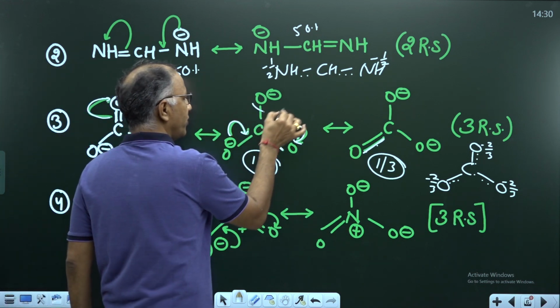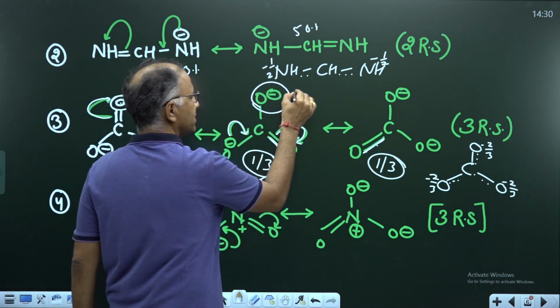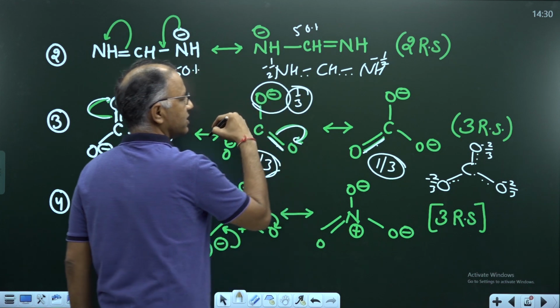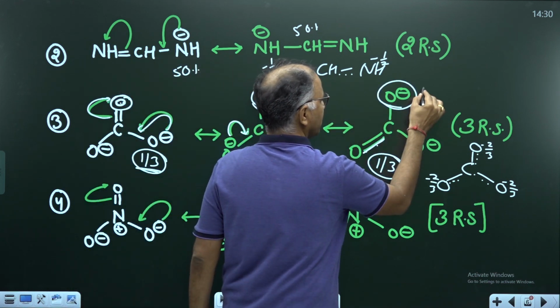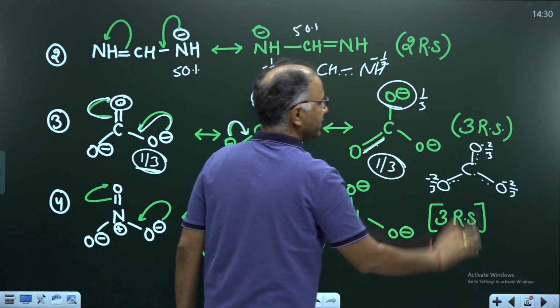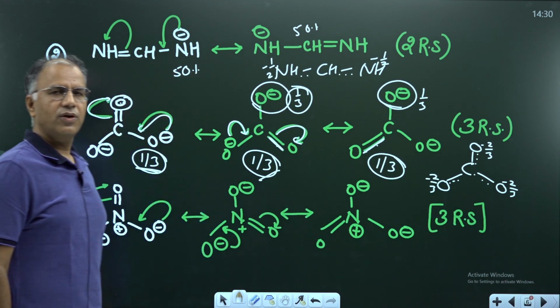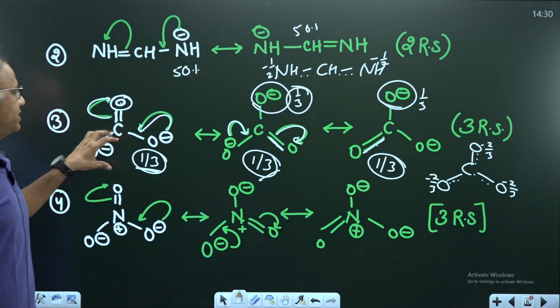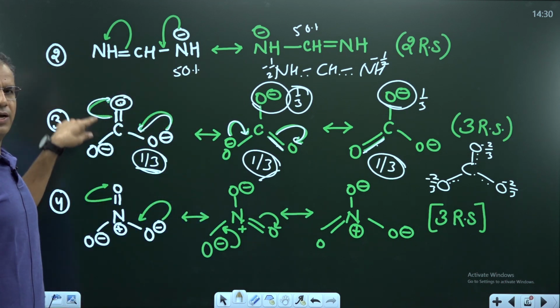Similarly, the contribution of this RS is 1/3. This means this oxygen is contributing 1/3 charge. Similarly, this contribution is also 1/3. This means the hybrid must have -2/3. Got it? It means -2 charge is equally delocalized among 3 oxygen.